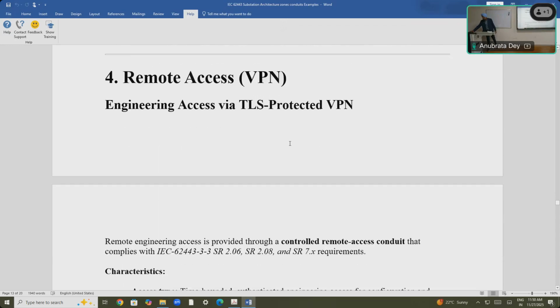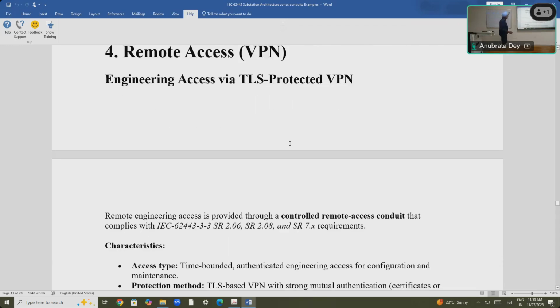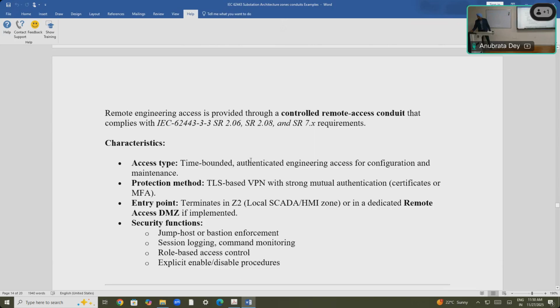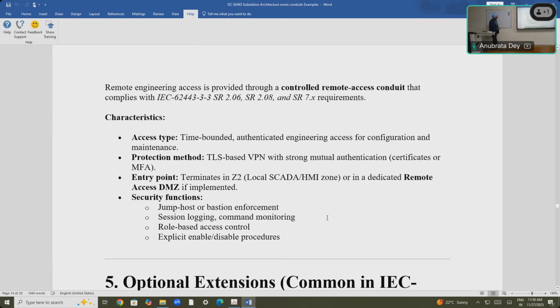So remote access has to be via VPN only, through a controlled remote access. If somebody needs to remotely access, it has to be time bound. That doesn't mean you get the access and keep it forever. You have access for 1 hour. That's it. After that, it's gone. Those types of things can be set up in your VPN.